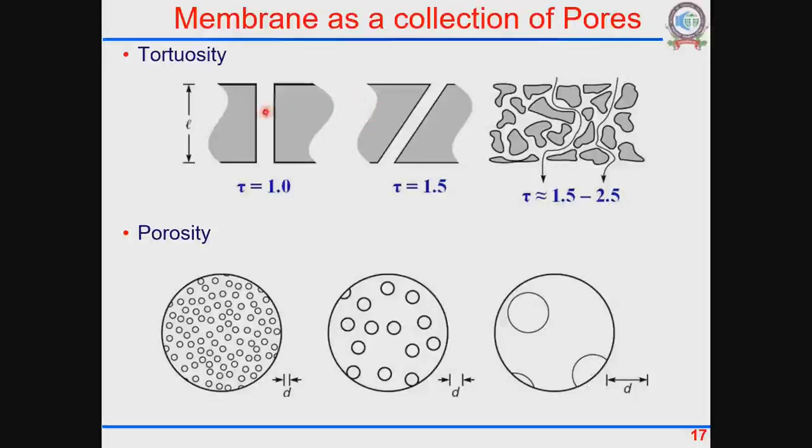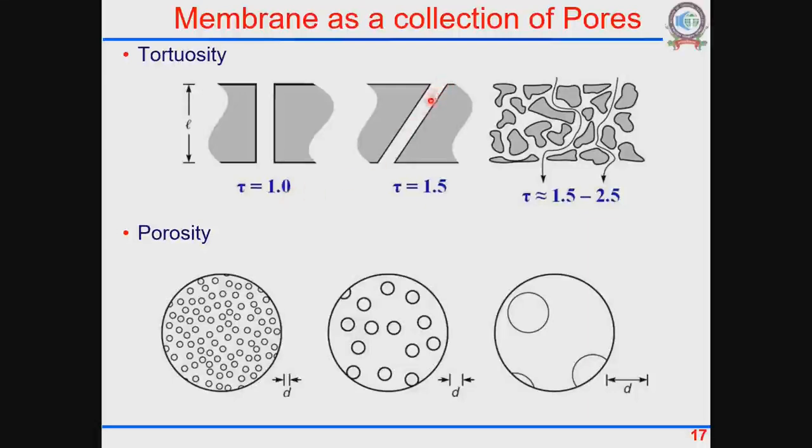Usually these pores are not straight, but if we assume that the pores are cylindrical, then we can visualize this as one pore and a straight cylindrical path between the feed and the permeate. So the important concept here is the tortuosity of the membrane, meaning if this is the membrane thickness, how much length does the solute or the solvent have to travel. So if the pore is straight, the tortuosity is 1.